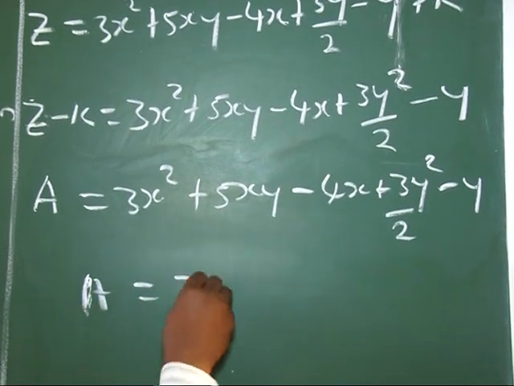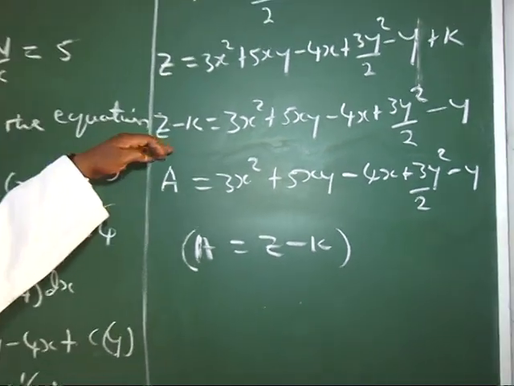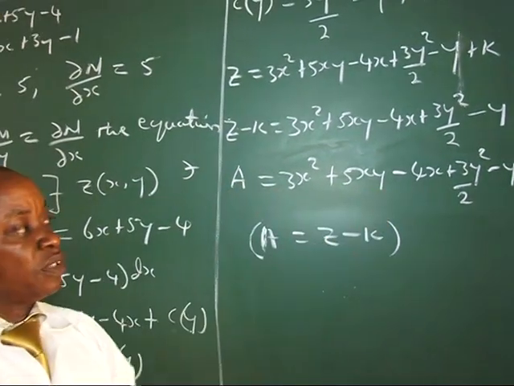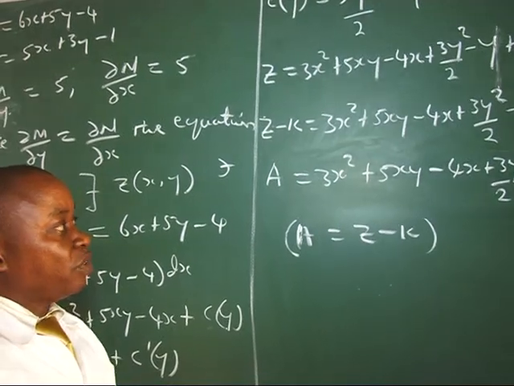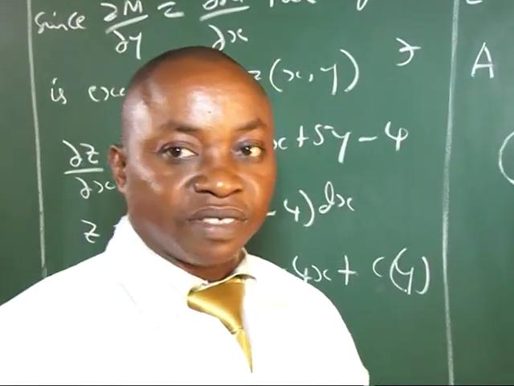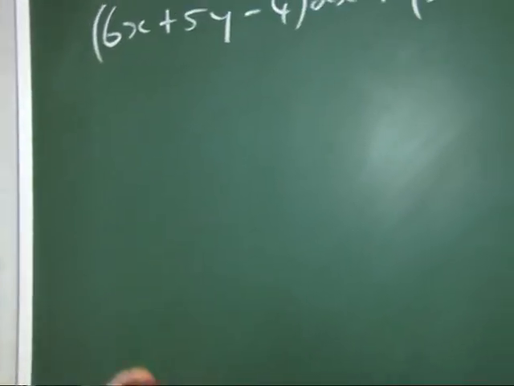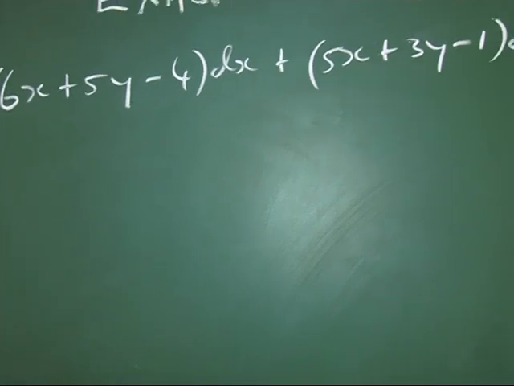A is equal to z minus k. Okay, so I'm using a to represent this. So this is the function. Now we are going to look at another method that we can also use to solve exact equations. Let's look at the method, the simplest way we can also tackle that same problem.